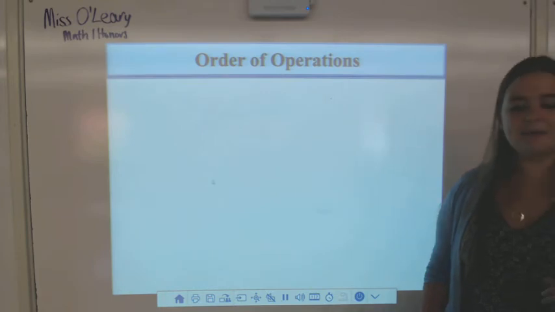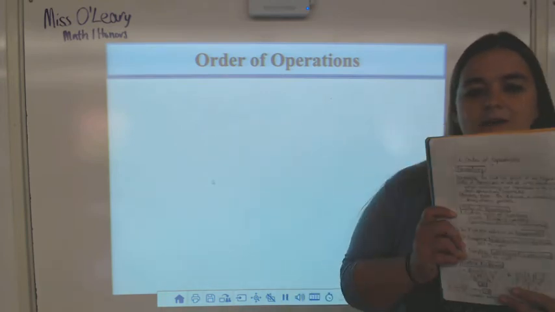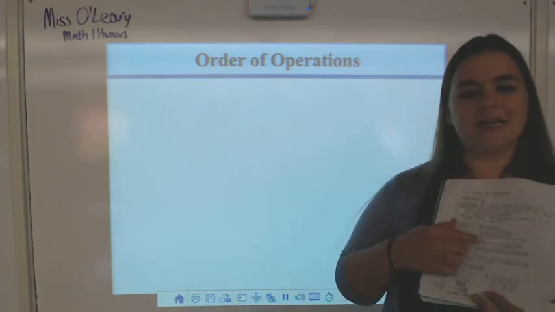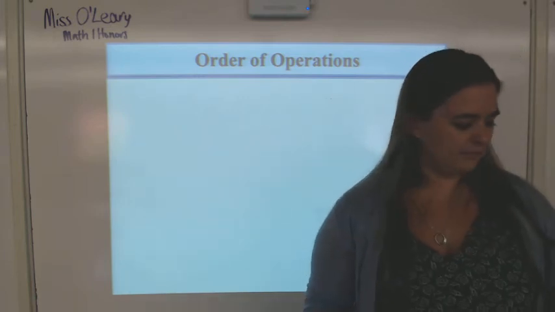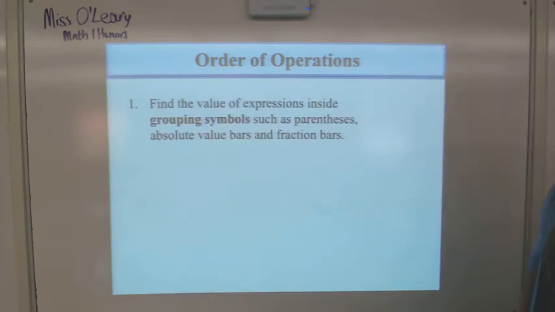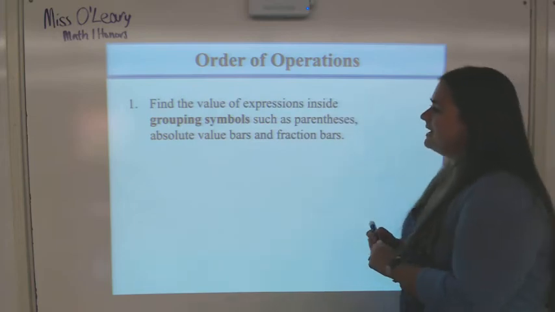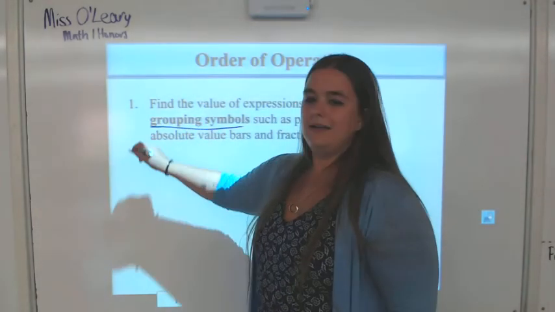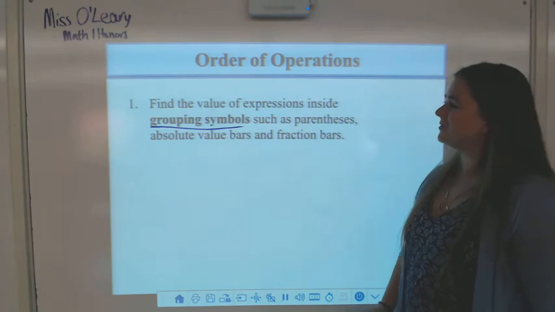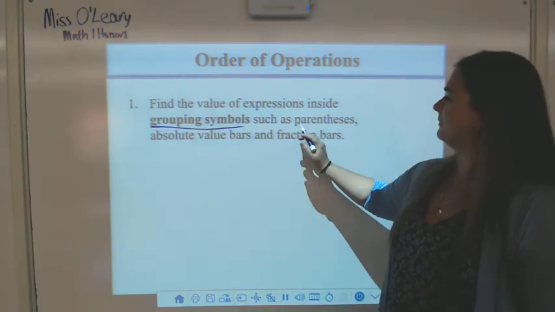All right, so now we have a step-by-step. So in your notes, you should have your vocab first, and then the next thing you'll have is this little step-by-step. How do we solve the order of operations? Well, the first thing we do is we find the value of expressions inside grouping symbols, such as parentheses, absolute value bars, and fraction bars. This is why I use a G for GEMDAS instead of PEMDAS, because really, we're talking about grouping symbols.